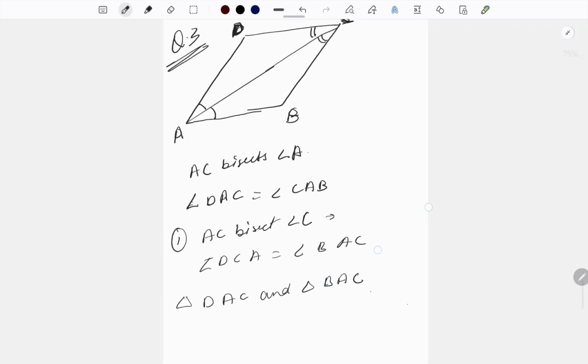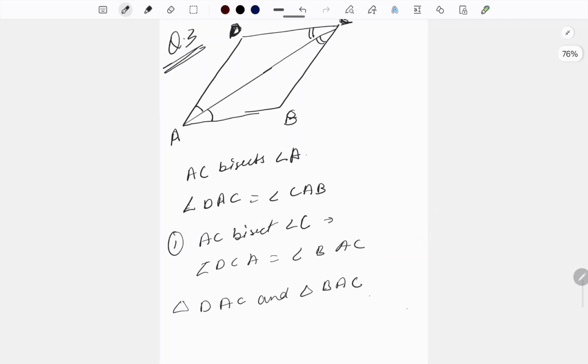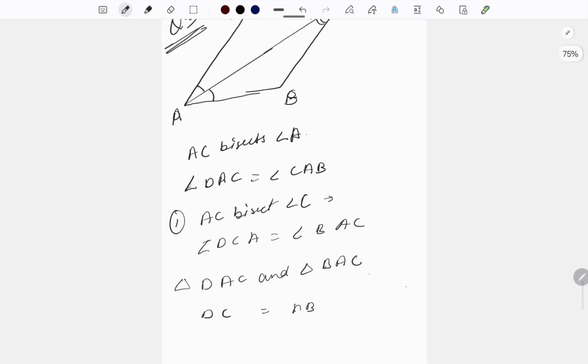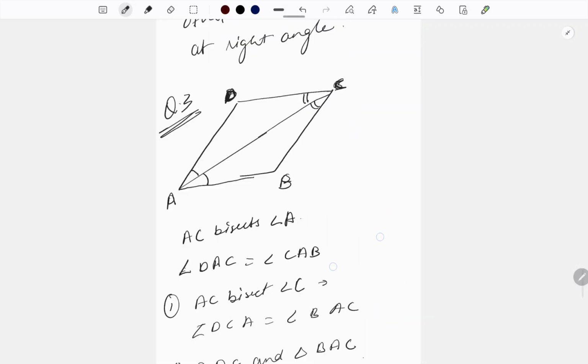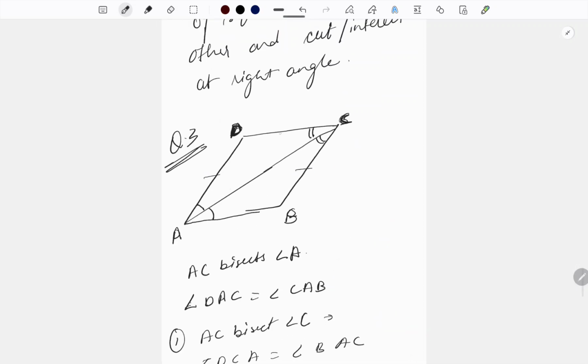Okay. So in this, if we'll see, DC is equal to AB. Yes. And DA is equal to CB, and AC is common. This is equal to this is equal to this. Okay.